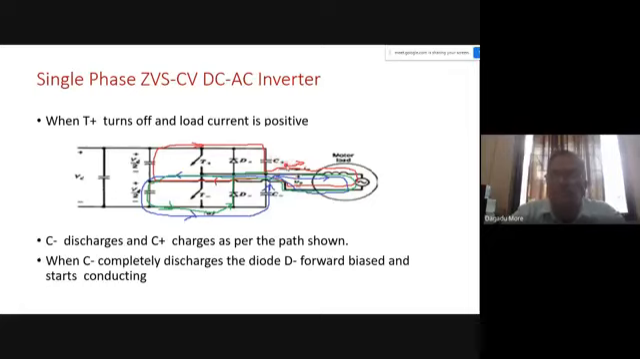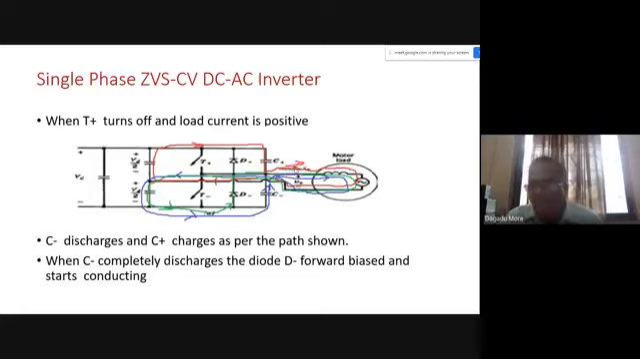So here the C plus capacitor: when switch T plus was on, what is the voltage across C plus? When T plus was on, we have seen that T plus and C plus are in parallel. And when T plus is on, voltage across C plus is 0. And we have shown one part, that current in our motor winding is a positive current because of stored energy.